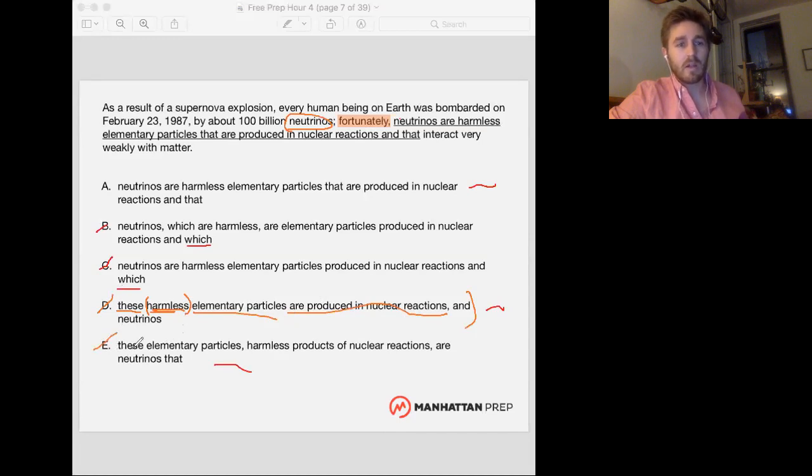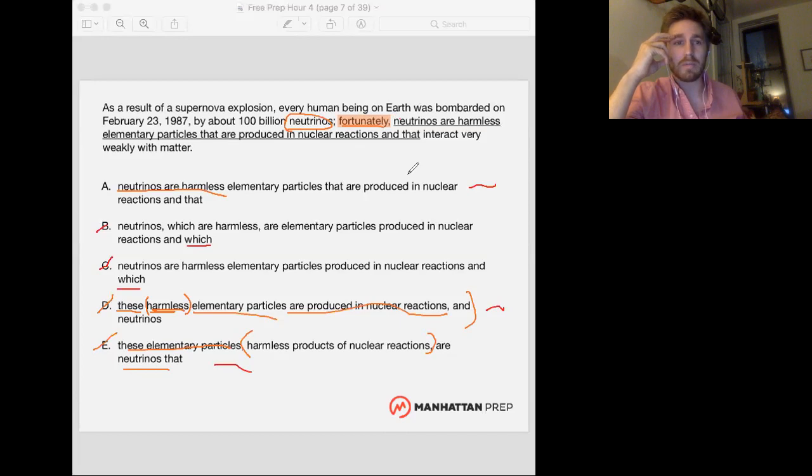Same thing with E. These elementary particles are neutrinos. That's not the fortunate thing. Yes, they're described as harmless, but the fortunate thing is not that they are neutrinos. The fortunate thing is that neutrinos are harmless. This "fortunate" has to describe a clause, the thing that is fortunate. And the thing that is fortunate is that neutrinos are harmless. D and E are grammatically okay, but they don't get the meaning across. Any questions there?